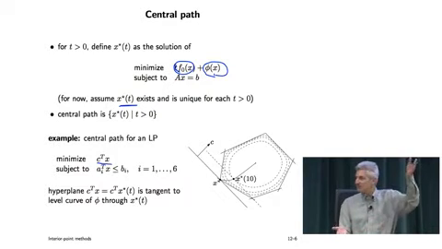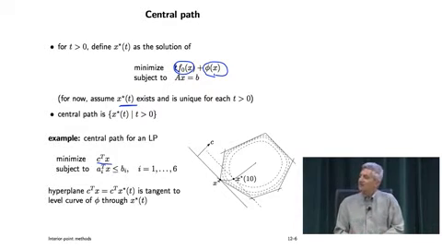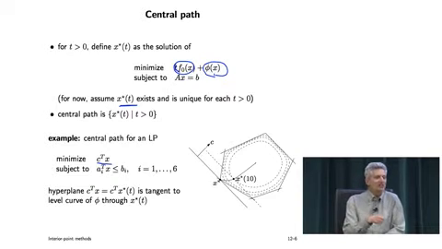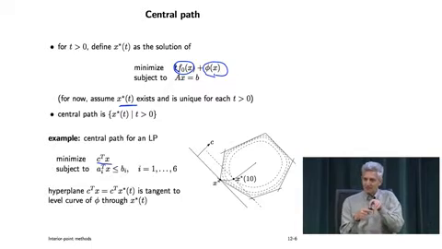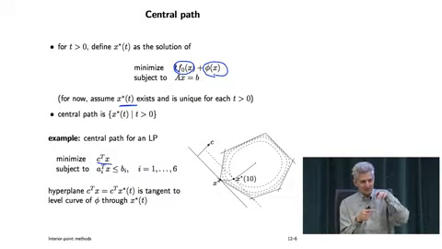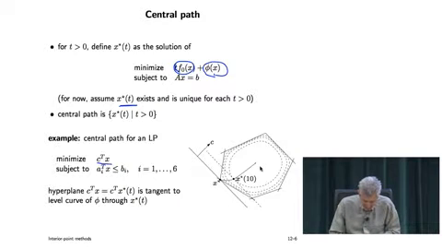The barrier goes up to plus infinity, and no matter how big t is, you'll move in the direction minus c. But at some point, you'll get to the point where it's no longer worth it to get closer to the boundary, and you'll stop. Everybody got this? So the central path might look like that.